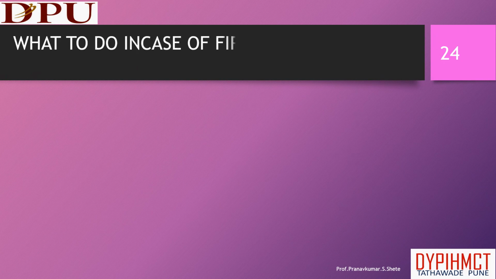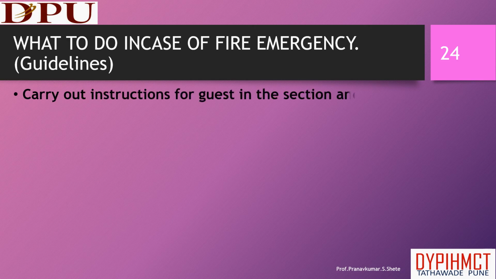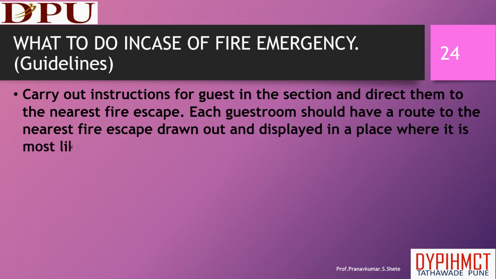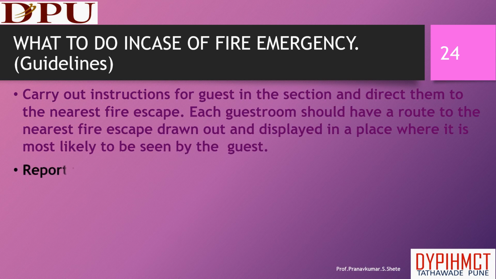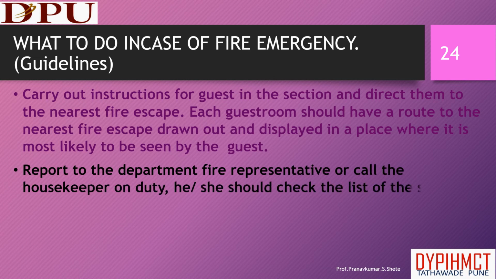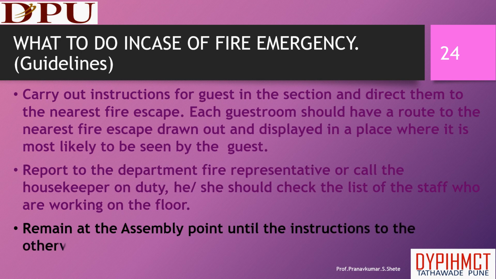What to do in case of fire emergency. Guidelines. Carry out instructions for guests in the section and direct them to the nearest fire escape. Each guest room should have a route to the nearest fire escape drawn out and displayed in a place where it is most likely to be seen by the guest. Report to the department fire representative or call the housekeeper on duty. He or she should check the list of the staff who are working on the floor. Remain at the assembly point until instructed otherwise. Do not use the lift.